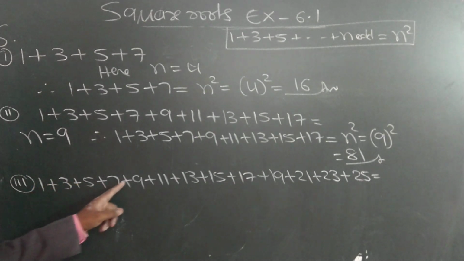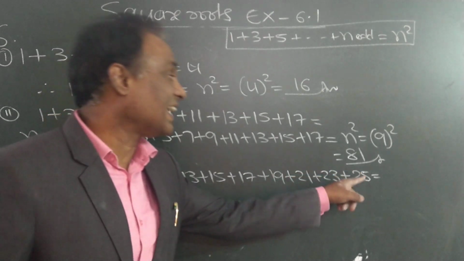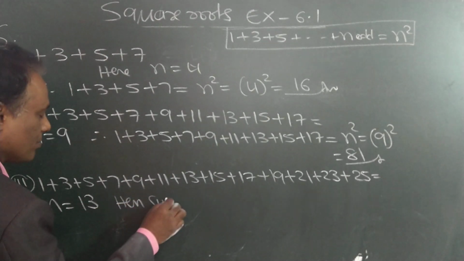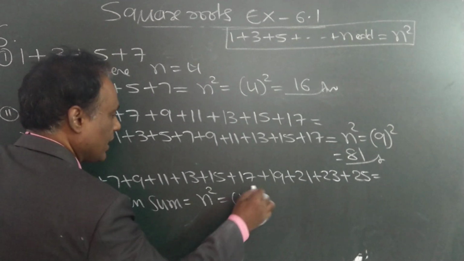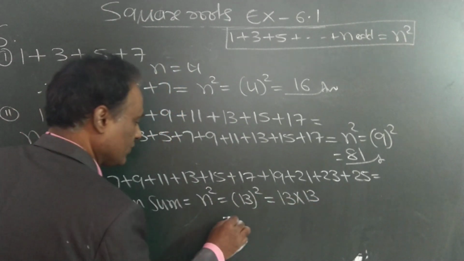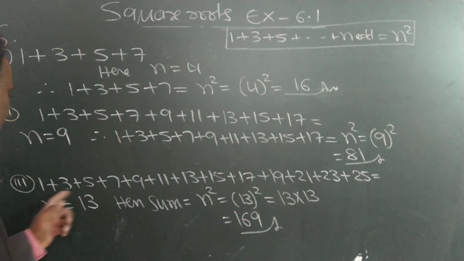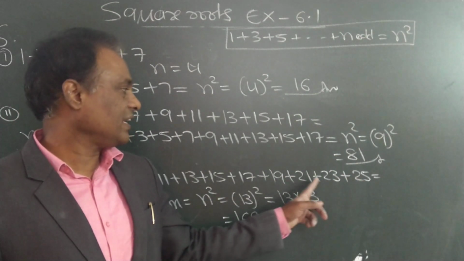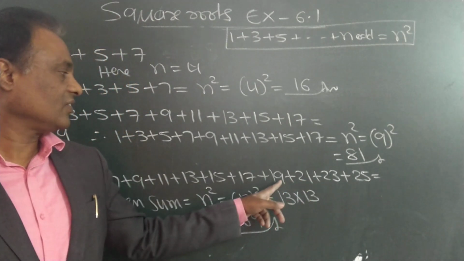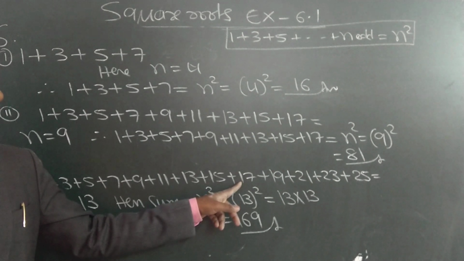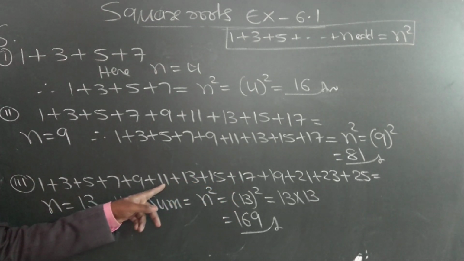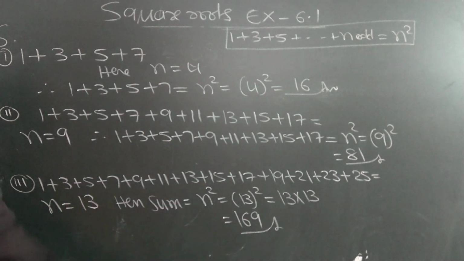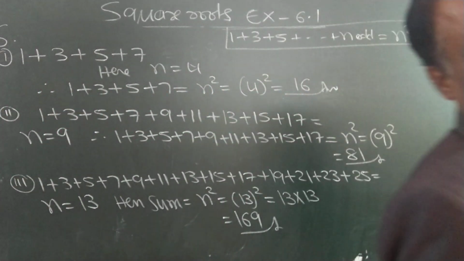Now 1, 2, 3, 4, 5, 6, 7, 8, 9, 10, 11, 12, 13 numbers. n is equal to 13. Hence the sum is n square. 13 square means 13 into 13. What is 13 into 13? 169. If you add these numbers, you will get 169. Adding step by step, we finally reach 169. That's the formula. I gave the formula in the previous class.